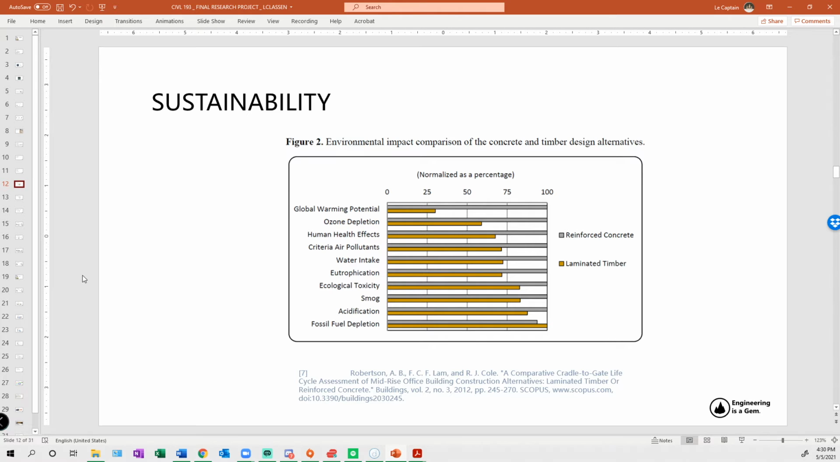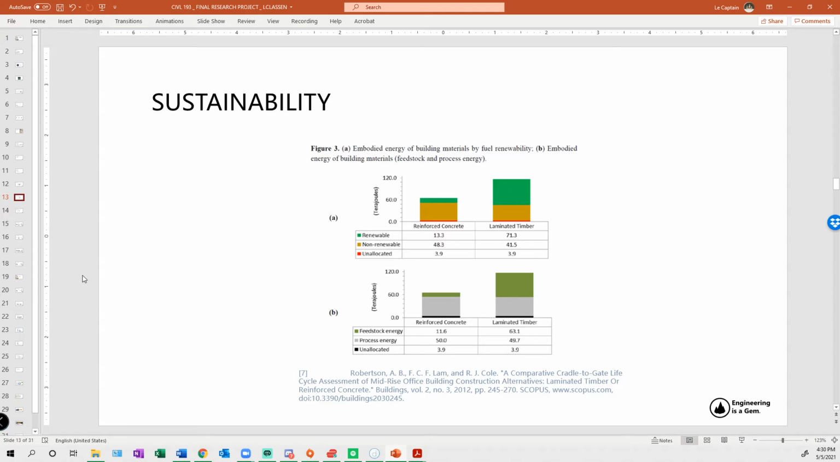To get more in depth onto the environmental impacts, this one study comparing reinforced concrete and laminated timber from cradle, which is the inception and grabbing of the raw materials, to the gate, which is essentially dropping it off at the construction site, goes to show that in the environmental impact categories here, for the most part, CLT performs much better than its counterpart, which is further demonstrated in this energy analysis method.